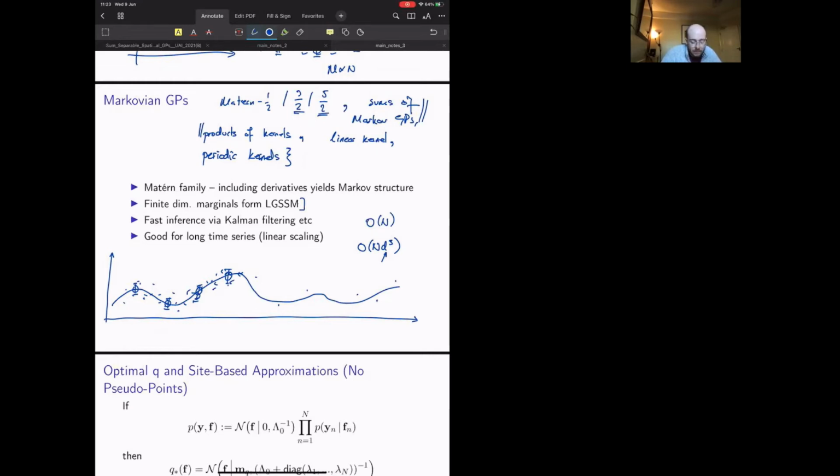And particularly if you've got long time series, it's almost always going to be a better option than standard pseudo-point approximations. So sorry, rather long-winded answer.